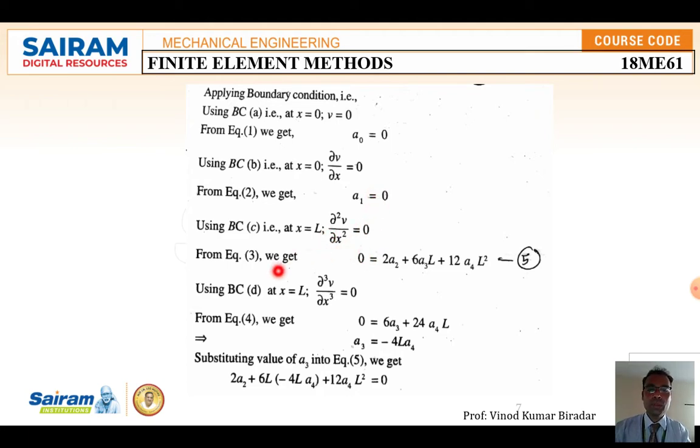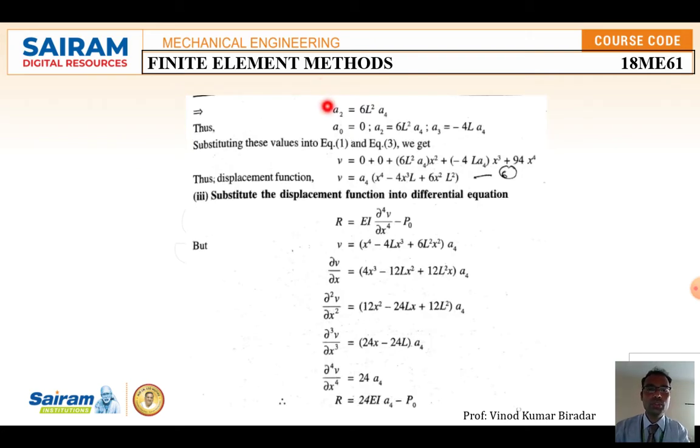But the boundary condition at x is equal to L, dou cube v by dou x cube: substitute this boundary condition in the third derivative equation, so you are going to get a3 is equal to minus 4L a4. So here you have the a naught value, the a1 value, then the a3 value. Again substitute these values in the a3 equation, and you are going to get the a2 value. a2 is equal to 6L square a4. So now you have the a naught, a1, a2 and a3 values, that is, a2 and a3 in terms of the a4 value.